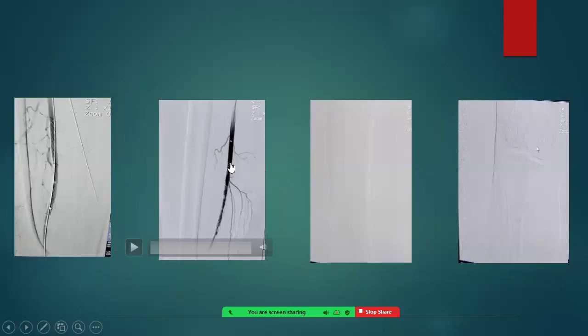The flow extended up to the profunda artery. Only the profunda was patent, and the whole of the SFA was blocked. Then we kept the patient for 2 to 3 days on IV heparin. The patient had relief of the pain symptoms, and we are recalling him after 2 weeks. Again, we will do the angioplasty and redo the procedure for this case.